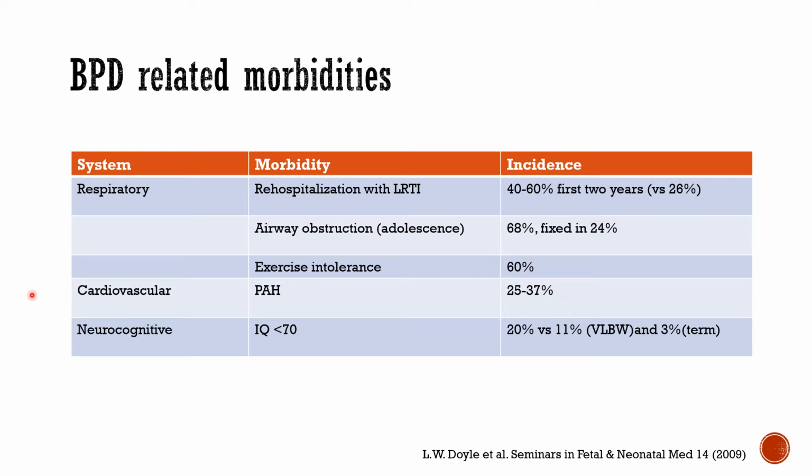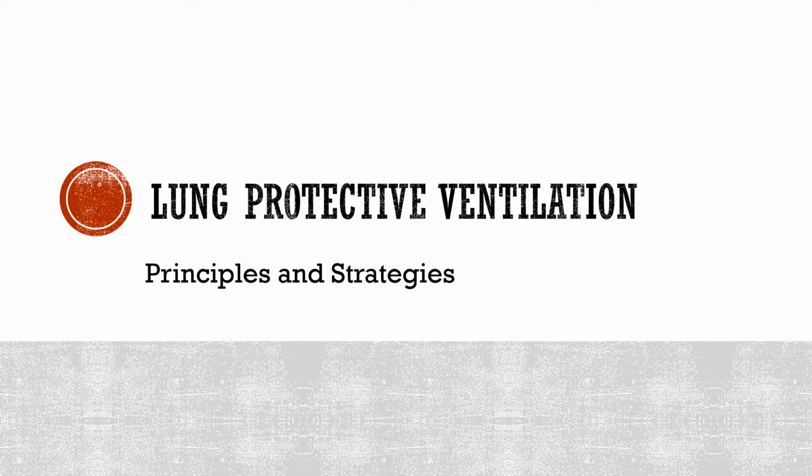60%. Cardiovascular system, the incidence of pulmonary arterial hypertension is up to 37%, and there are neurocognitive outcomes as well, such as low IQ in 20% versus 11% in VLBWs and 3% in term. Now that we have seen the pathogenesis of ventilator-induced lung injury and its impact, let's move on to lung protective ventilation.